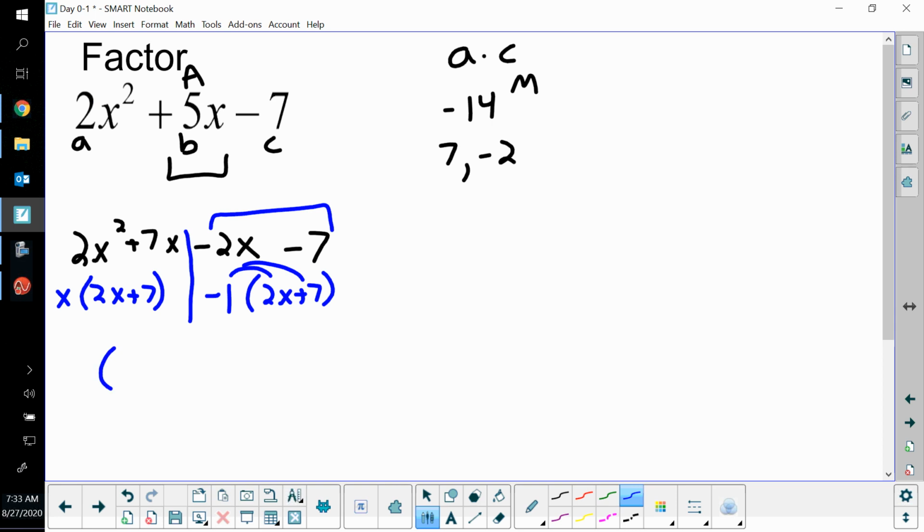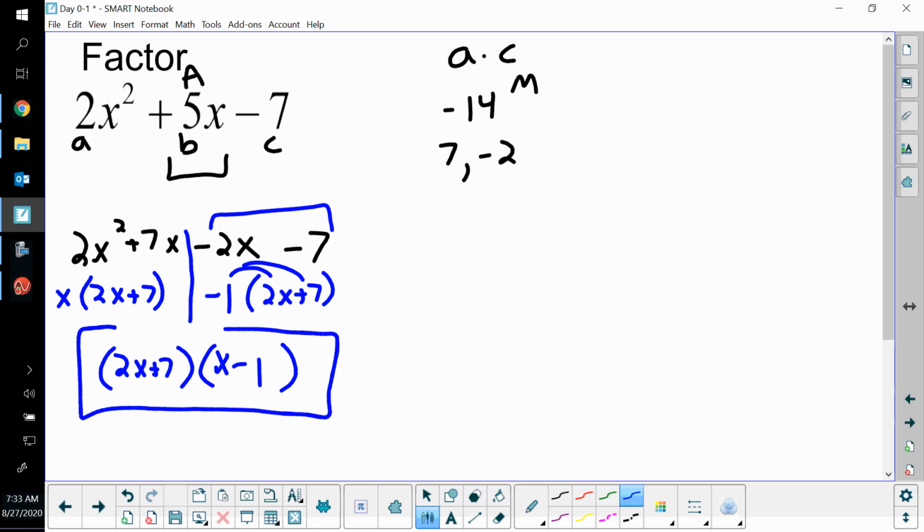So our last step is we do 2 parentheses right next to each other. One of them is going to be the 2x plus 7 that was in both spots. And then the other one is the x minus 1 that was out front. And this is our factoring of that original trinomial. If you wanted to check it, you could multiply it out and confirm that it gives you that original trinomial.